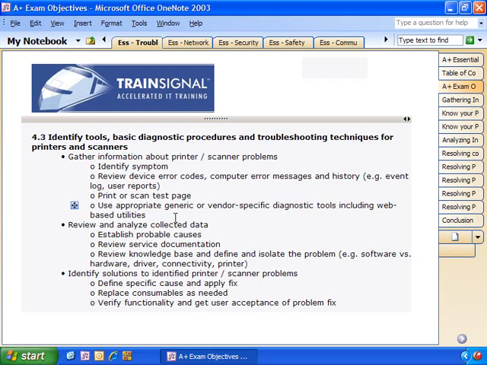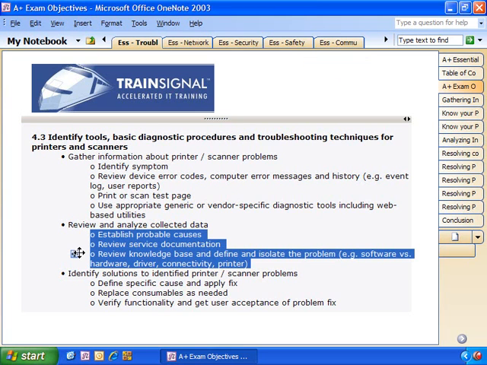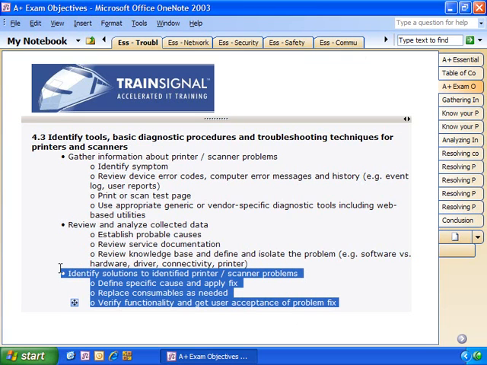We'll talk about reviewing and analyzing the collected data, including establishing probable cause, reviewing documentation, and reviewing knowledge bases. Then we'll talk about identifying solutions to the printer and the scanner problems, how to define specific causes and apply fixes, replace consumables, and verify functionality.